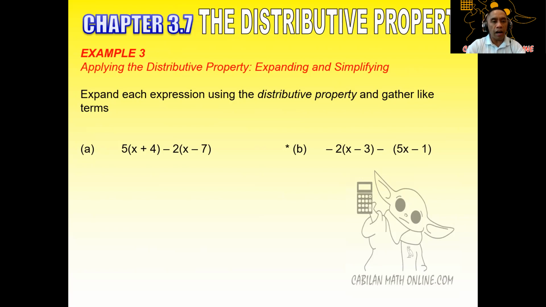So if you take a look at A here, the first thing we're going to do is multiply the 5 to the x and the 5 to the 4. So 5 times x gives me 5x, and then 5 times 4, that's going to give me 20. So that's what happens when we distribute the 5.